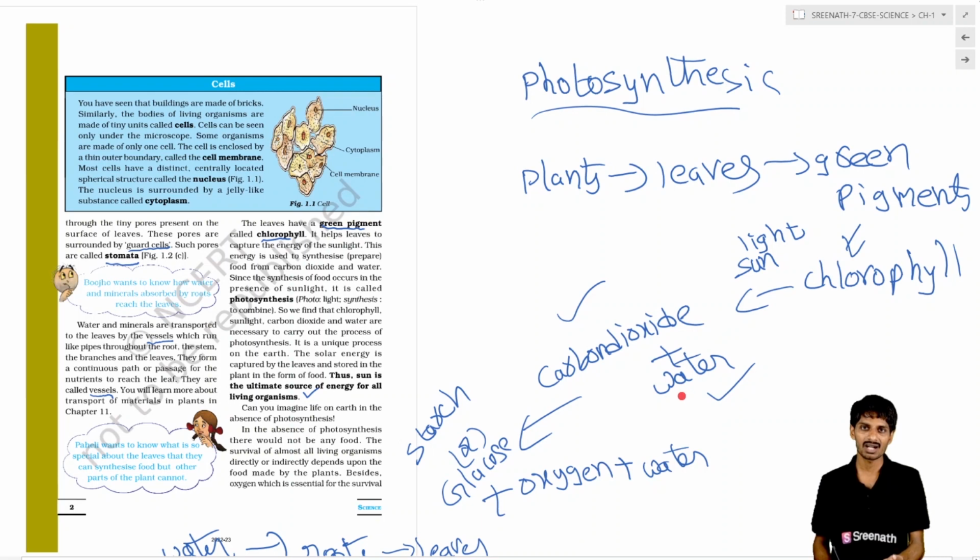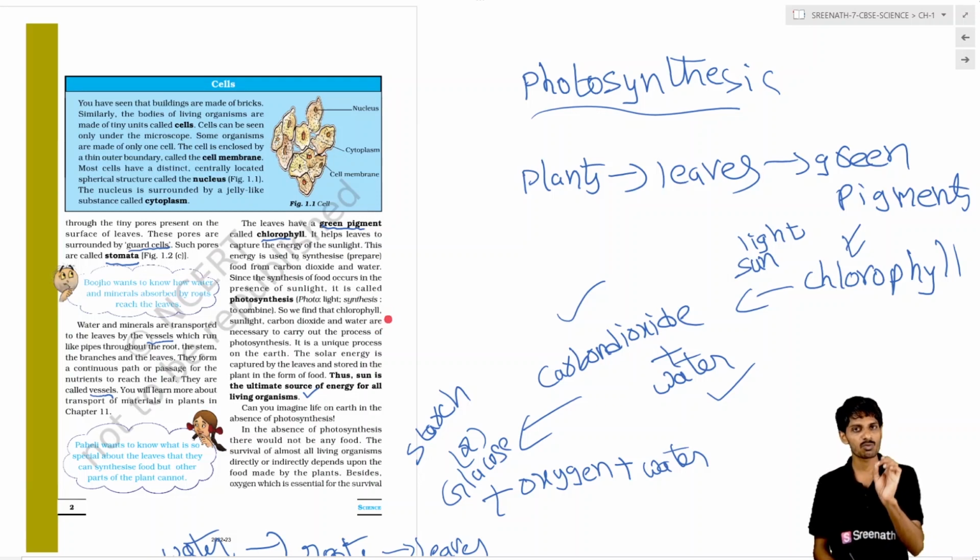Then how is it getting water? It is getting water from the roots. How is it getting carbon dioxide? It is getting carbon dioxide from the stomata. What are stomata? Stomata are small tiny holes on the leaves.